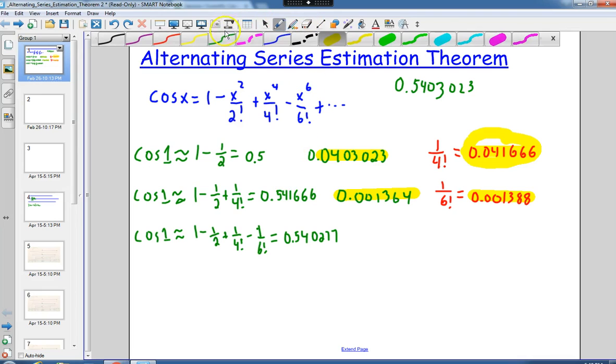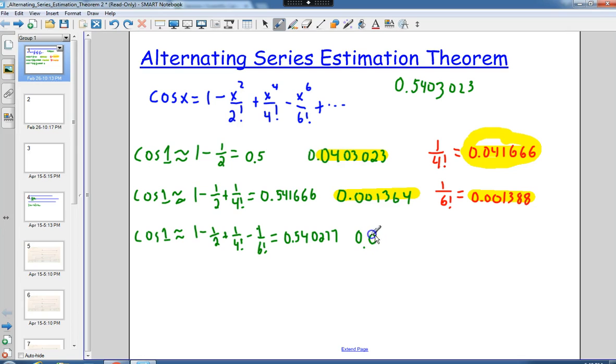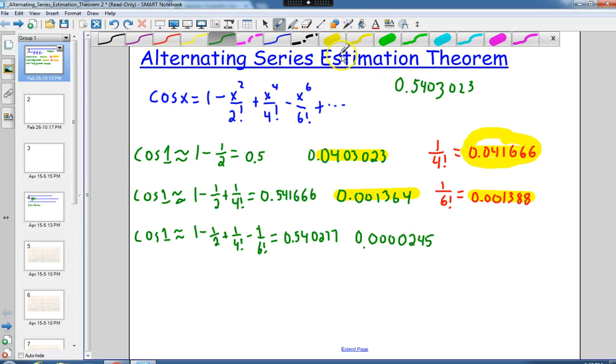And to highlight that this continues to work, if we look at our fourth partial sum, the difference between that sum and the actual value for cosine of 1, we get a value of 0.00024, and then I think because of rounding, this may be slightly off, but I believe it's 5 if you properly round. That difference is going to be less than the value of the first excluded term to this particular partial sum.